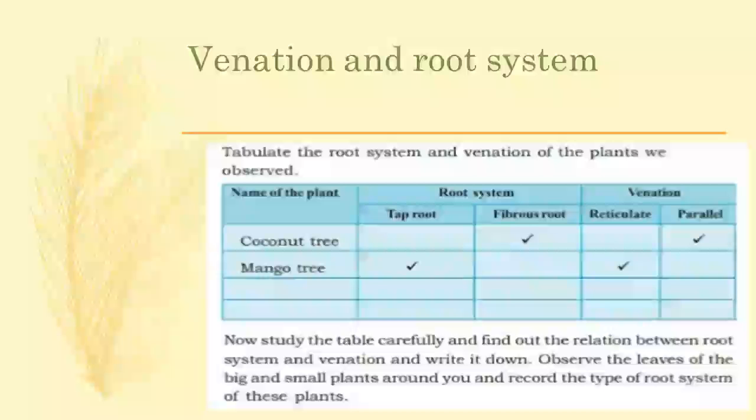Now study the table carefully and find out the relation between root system and venation and write it down. Observe the leaves of the big and small plants around you. Record the type of root system of these plants.